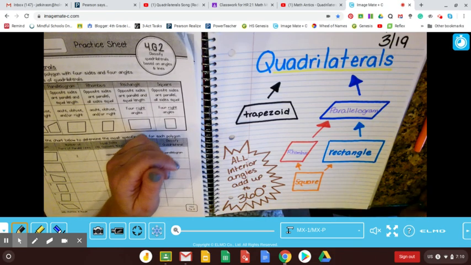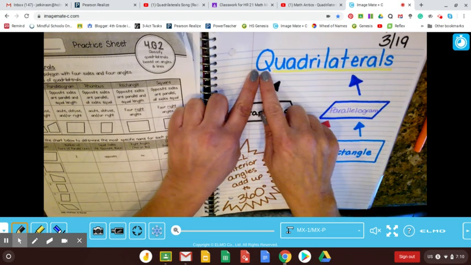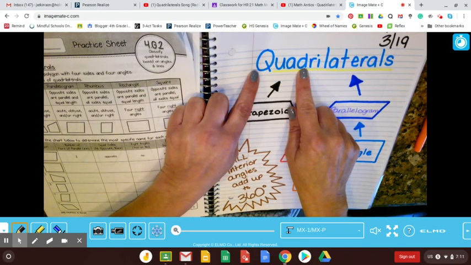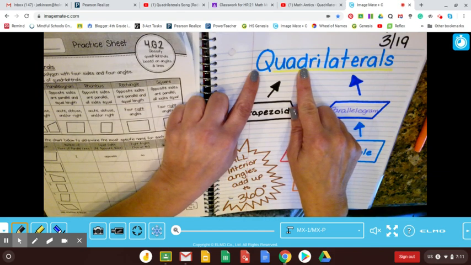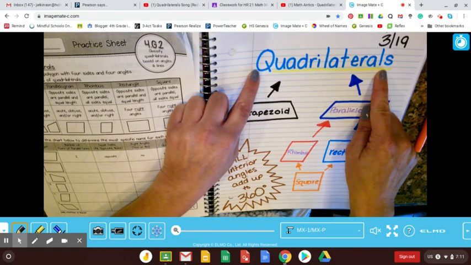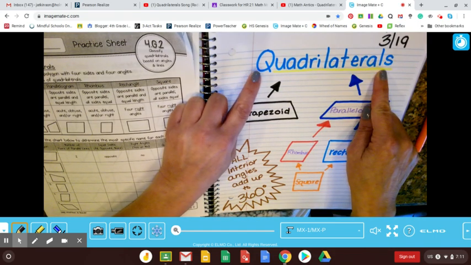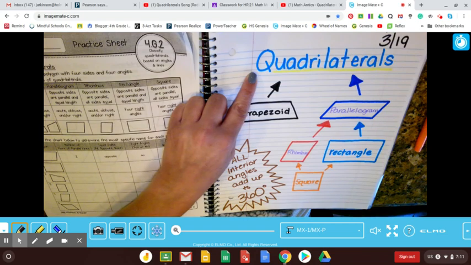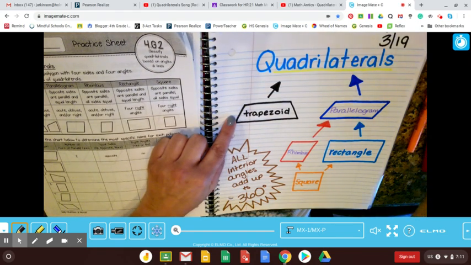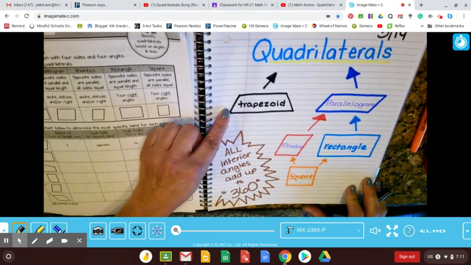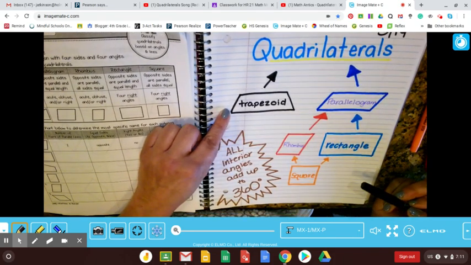So let's start with the word quadrilateral. You can kind of see the word quad. Quad means four, just like if you were riding on a quad or a four-wheeler. Lateral, the word lateral means line. So a quadrilateral is simply a shape that has four lines. And listed down here, I have 5 different kinds of quadrilaterals.